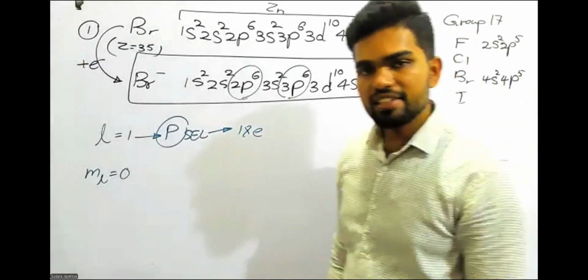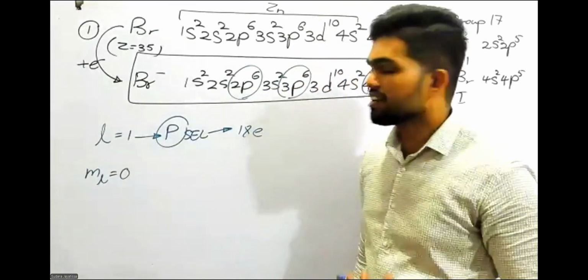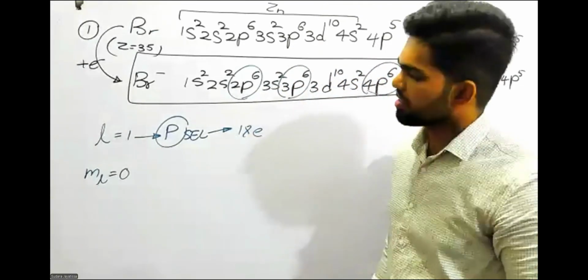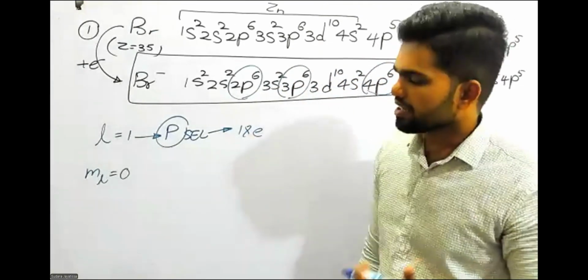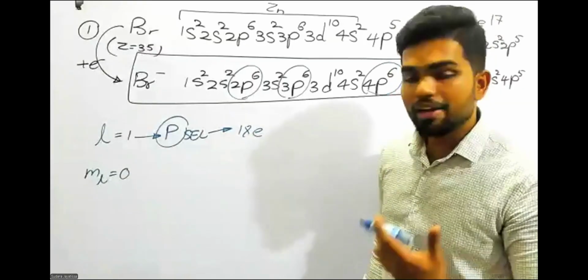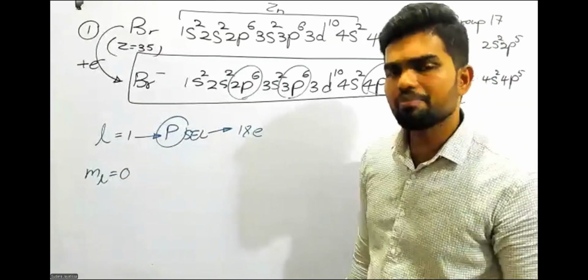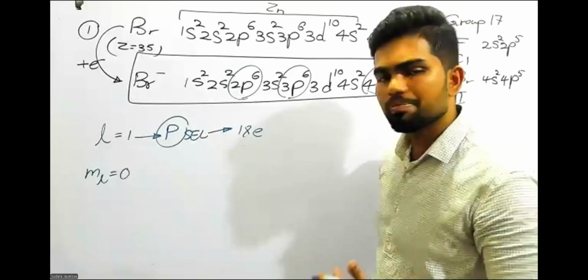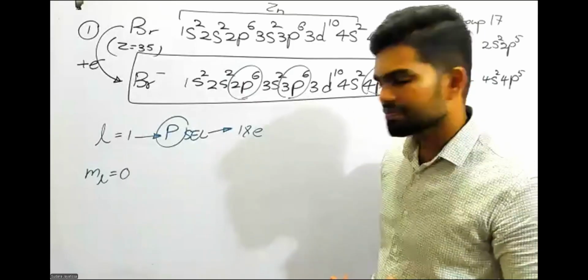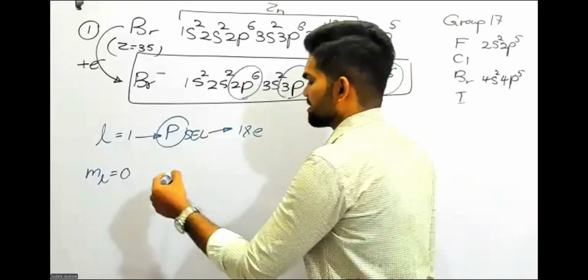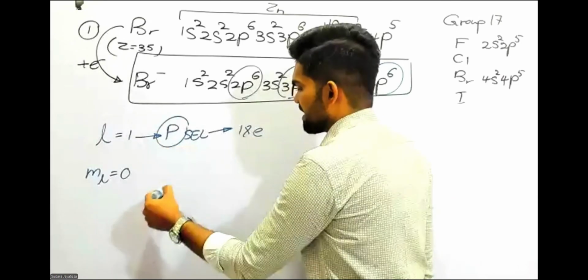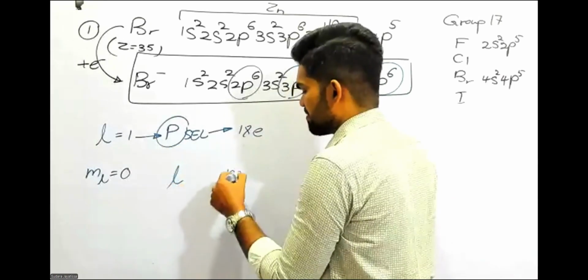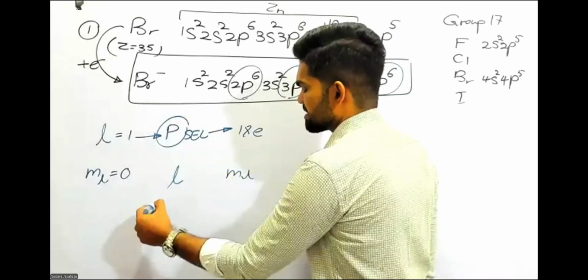Right, that is the L equal 1 electron count. Then you have to see the electron count that is having ML 0. What is this ML 0? ML 0 represents the orbitals, no? And then if you take L and ML values, you might remember this diagram.